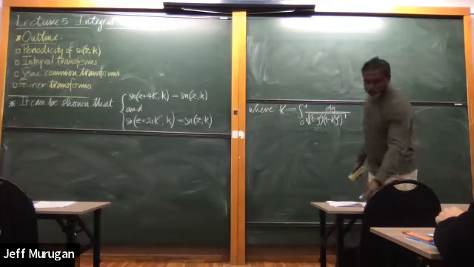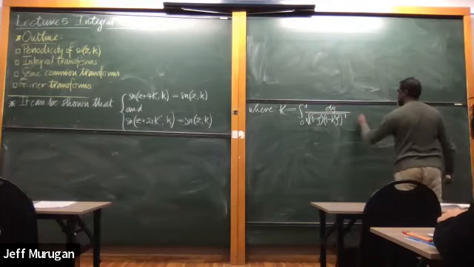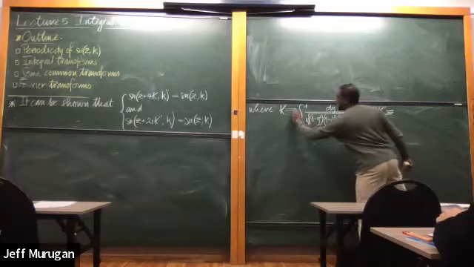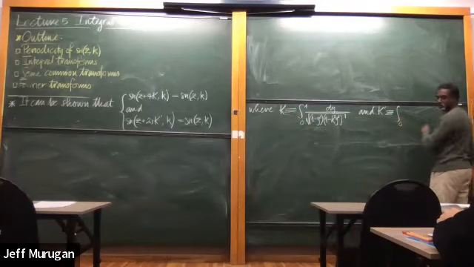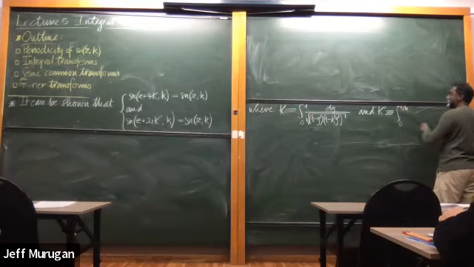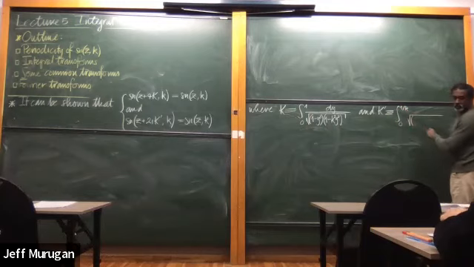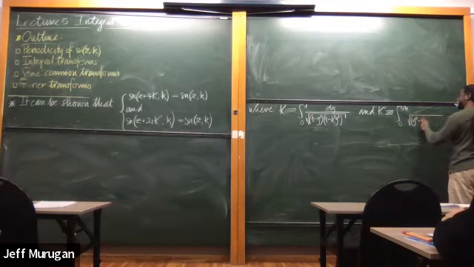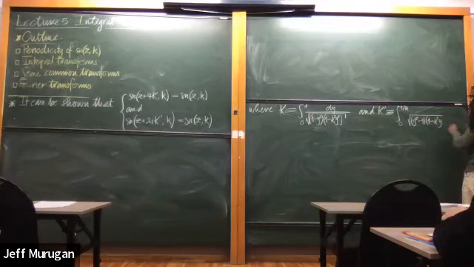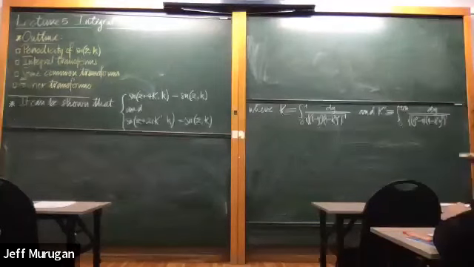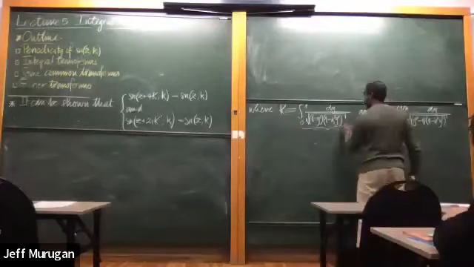And K prime is the integral from 0 to 1 over k of a similar square root, (y squared minus 1) times (1 minus k squared y squared), integrated with respect to y. And the key point here is that both of these things are real numbers.